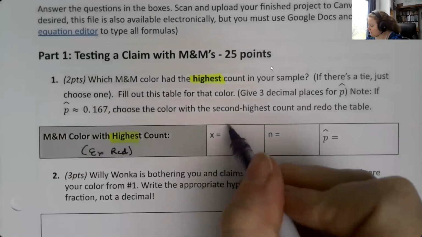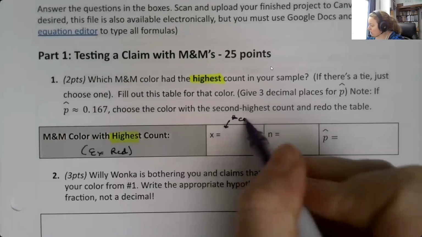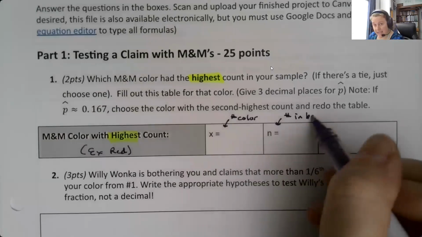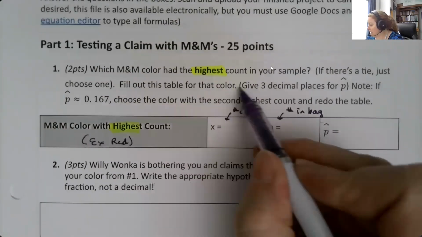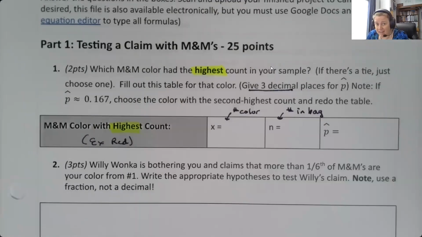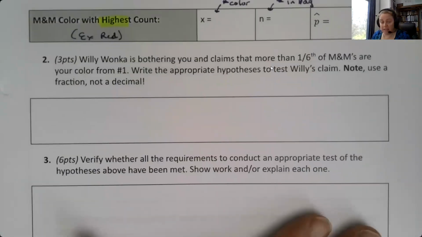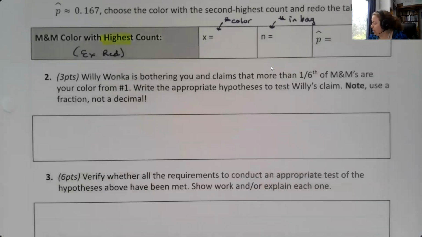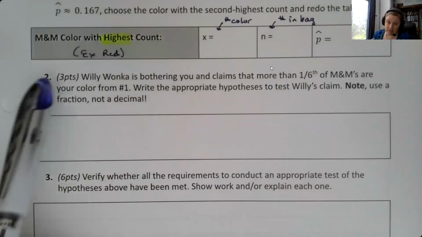And then you'd say how many are your color, right? This is the number of successes. So this is the number that are your color. This is the number in the bag. And then you find your p hat to 3 decimal places. And if it's anywhere close to 0.167, choose a different color. Get something that's not close to 0.167 for this one. Okay. Now, Willy Wonka is making some claims, right? So Willy Wonka is saying that more than 1/6 of M&Ms are red, or your color, right? Whatever your color is. In my case, it's red.